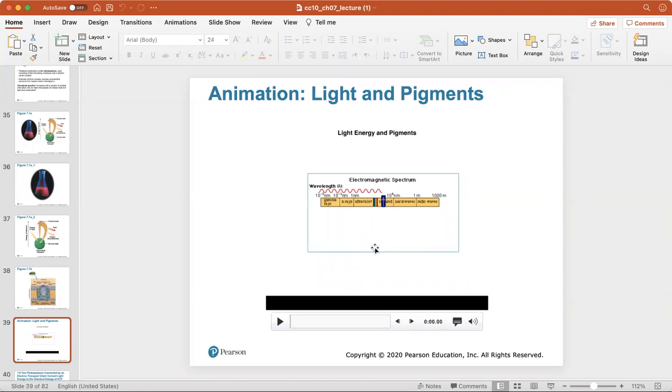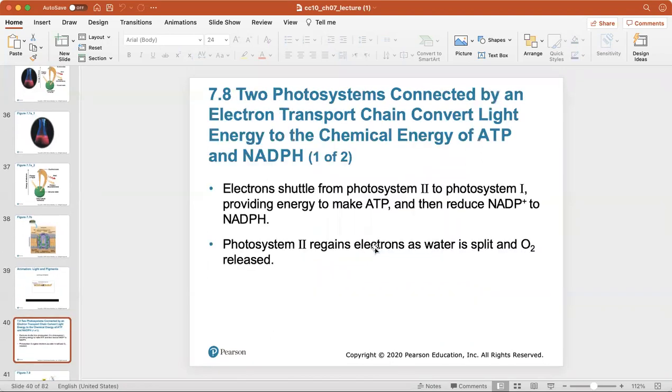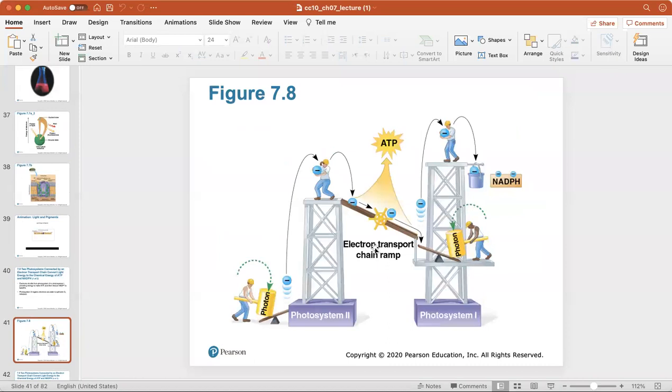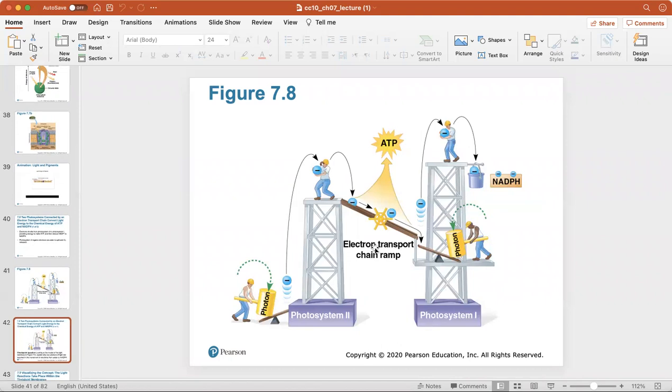And here's a great animation explaining light and pigments. Electrons also shuttle from photosystem 2 to photosystem 1, providing the energy to make ATP and then reducing NADP to NADPH. And photosystem 2 regains electrons as water is split and oxygen is released. So we have these two photosystems, and they both work. You don't have to know all the details of this, but the two photosystems just work to take in light and use photons to create ATP.